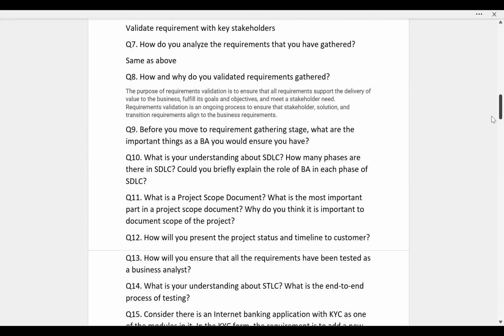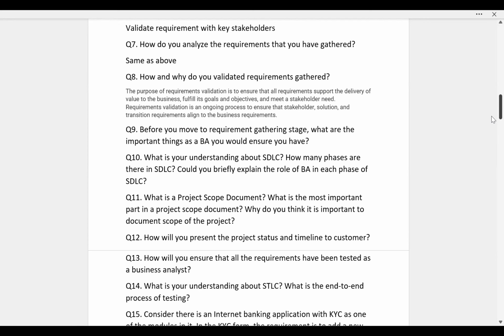All right. So, what is your understanding about SDLC? How many phases are there in SDLC? Could you briefly explain the role of BA in each phase of SDLC? So what is SDLC? It's software development life cycle. It shows the different stages in which software is developed, right from the feasibility stage to when it's deployed to production environment.